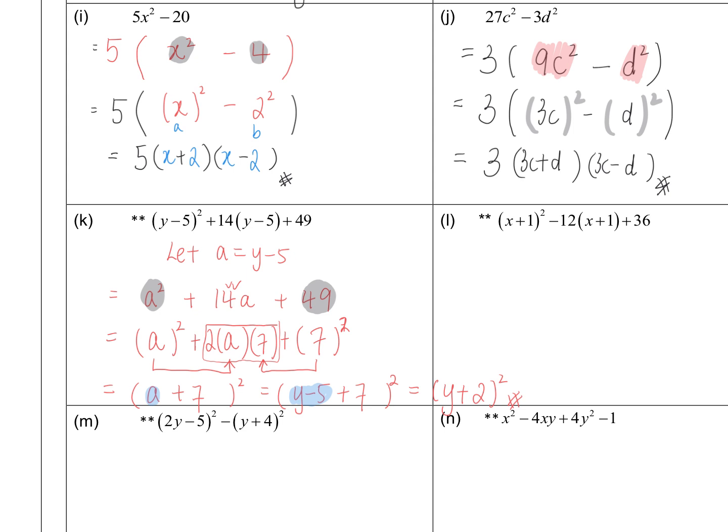Okay, so can you repeat the same thing that I've done for K, for L instead? Let the x plus 1 be A, or any other letter you like.